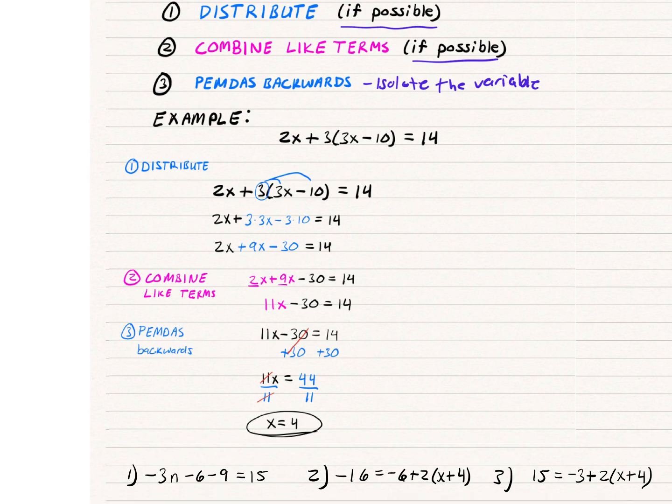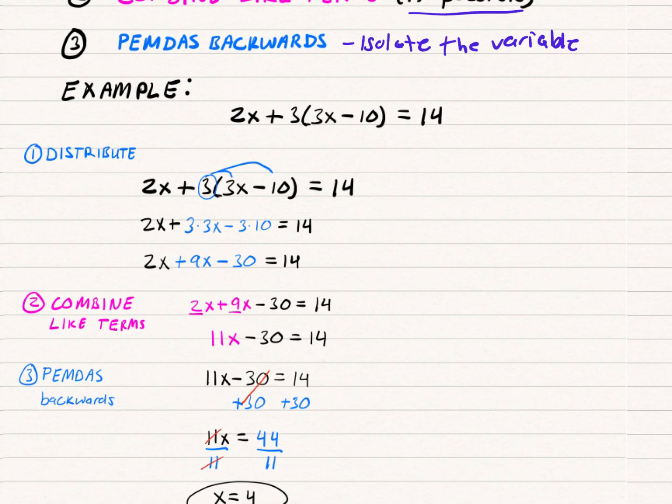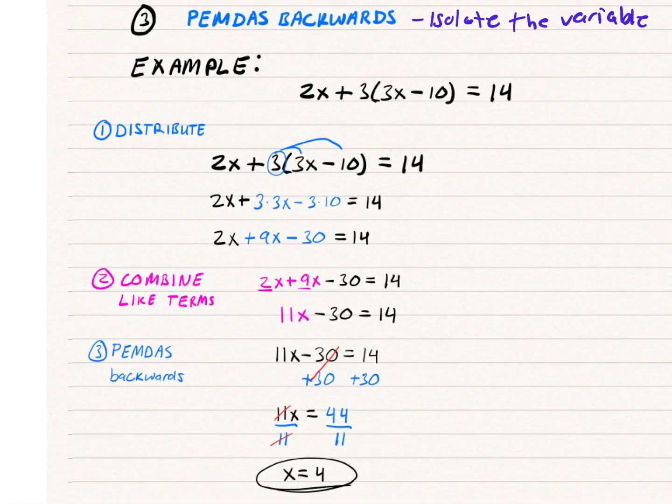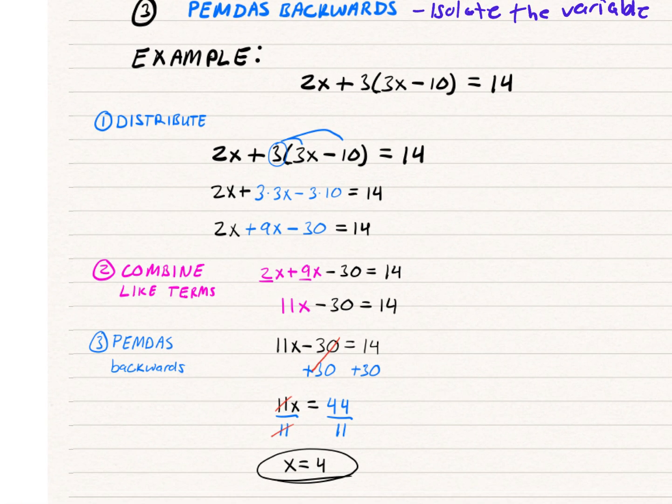All right, here's our example. So we have 2x plus 3 times 3x minus 10 equals 14. The first thing we want to do is distribute. In this case, we're able to. How can you tell when you can distribute? If there's a number in front of a set of parentheses like this one. So this is 3 times 3x minus 10. So then we want to distribute that 3. So then we get 3 times 3x minus 3 times 10, which gets you 2x plus 9x minus 30 equals 14.